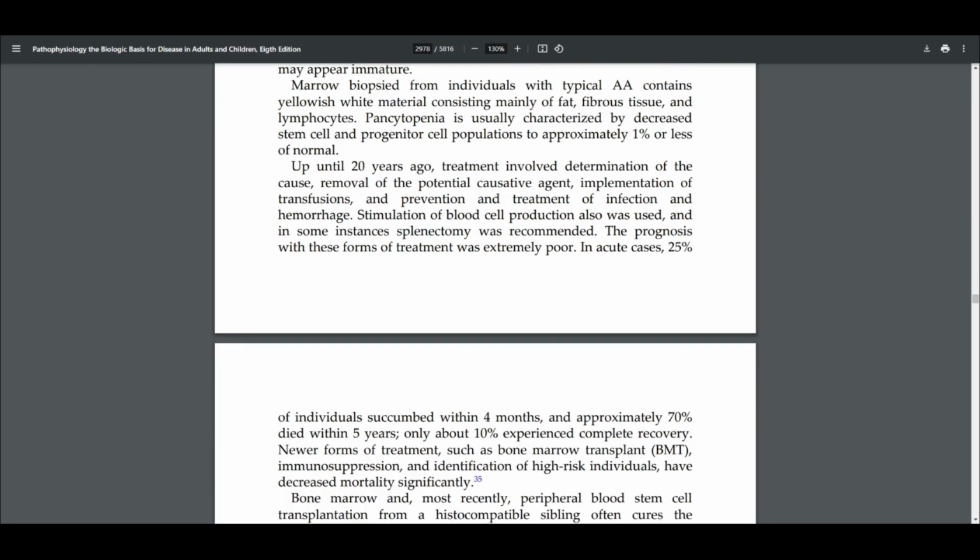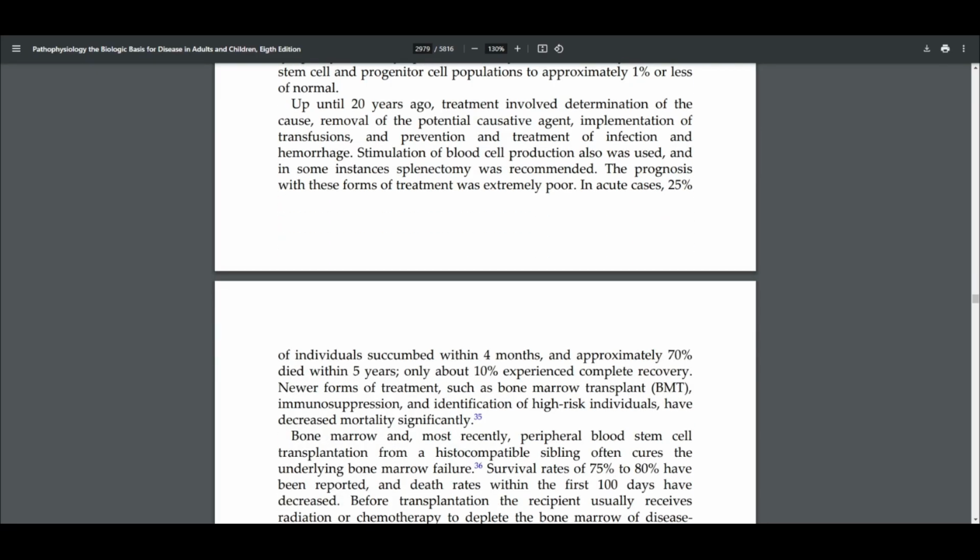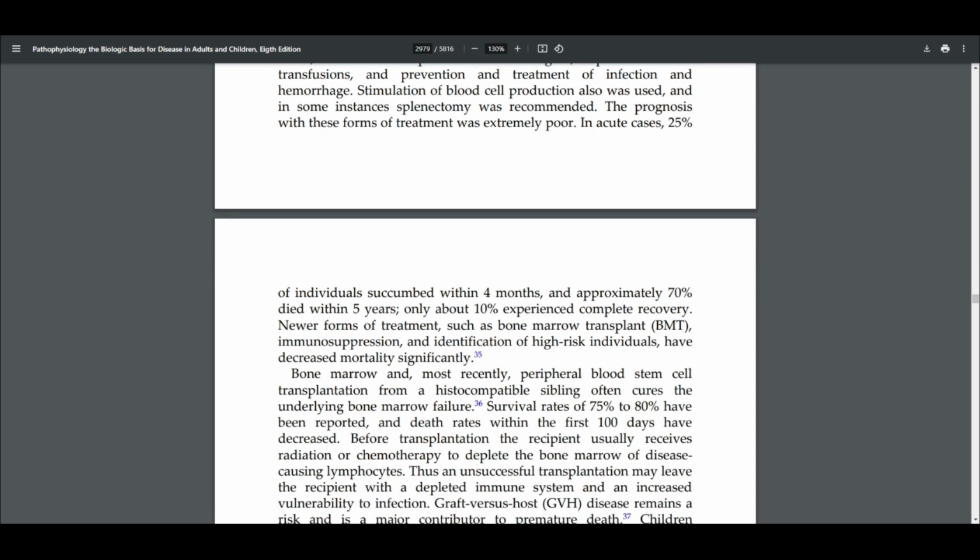Up to 20 years ago, treatment involved determination of the cause, removal of the potential causative agent, implementation of transfusions, and the prevention and treatment of infection and hemorrhage. Stimulation of blood cell production also was used, and in some instances, a splenectomy was recommended. The prognosis with these forms of treatment was extremely poor. In acute cases, 25% of individuals succumbed within 4 months, and about 70% died within 5 years. Only about 10% experienced a complete recovery.